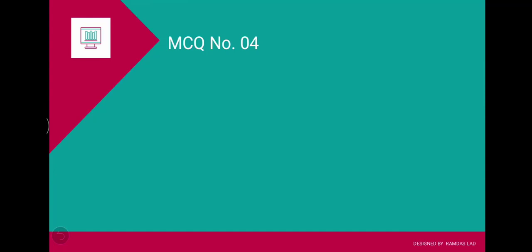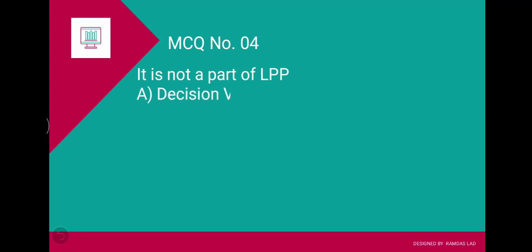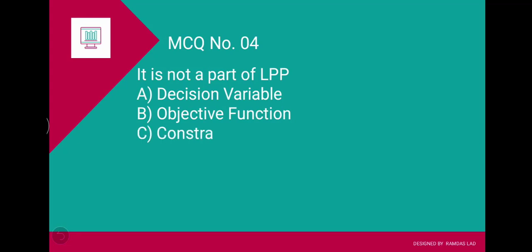Question number 4. It is not a part of LPP. Option A, decision variable. Option B, objective function. Option C, constraint. Option D, none of the above. So here you have to know the format of a linear programming problem. Firstly there is the decision variable, then we write the objective function, thirdly we write the constraints, and fourth is the non-negativity condition. So which is not a part of LPP?